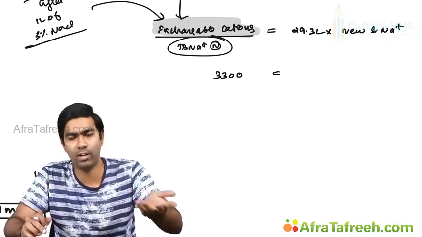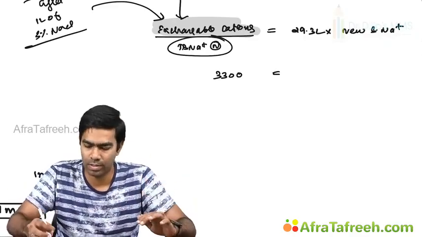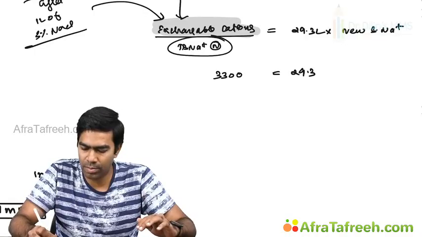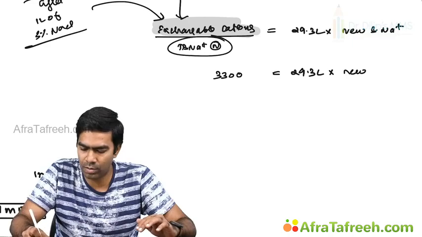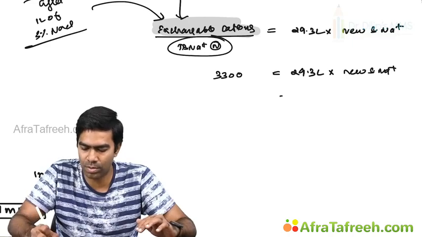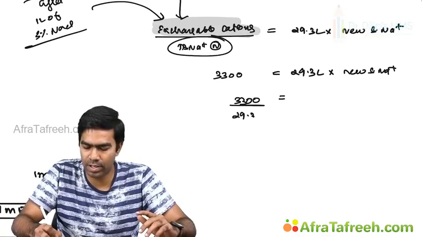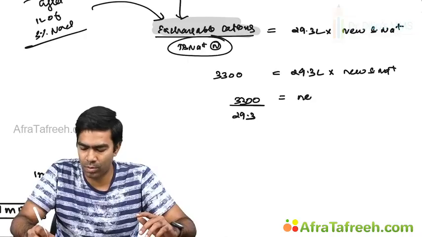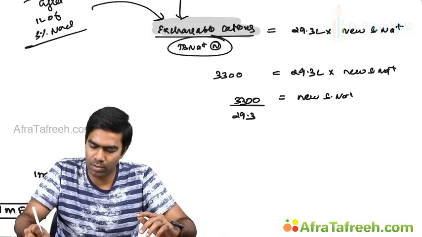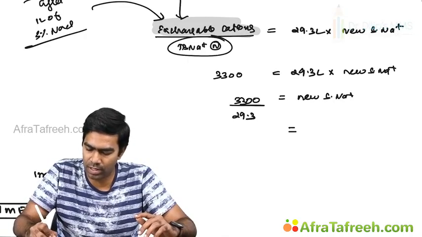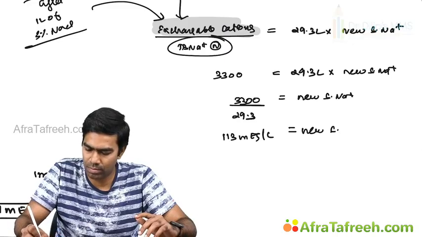There is no net gain or net loss of sodium from the system. So 3300 will be equal to 29.3 liters multiplied by the new serum sodium. The predicted new serum sodium will be 3300 divided by 29.3, which means the new serum sodium will be 113 milliequivalents per liter. This is the new serum sodium.